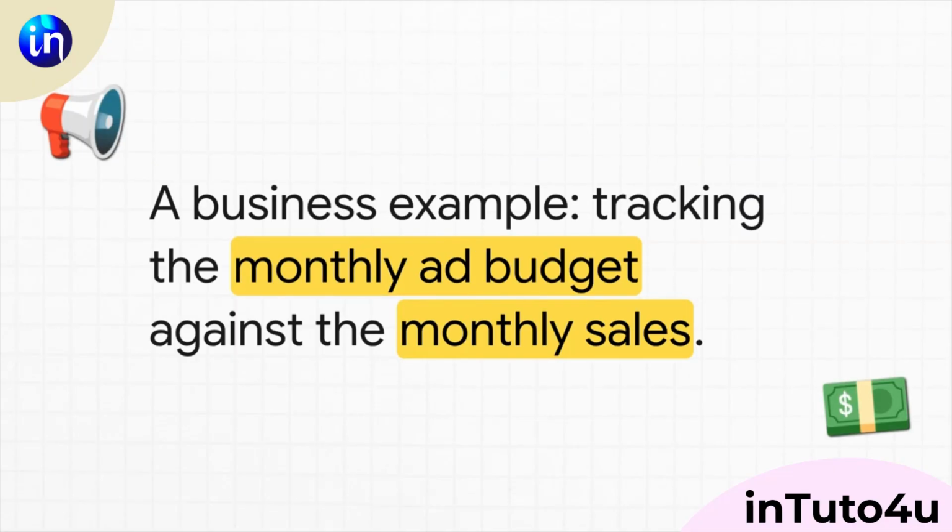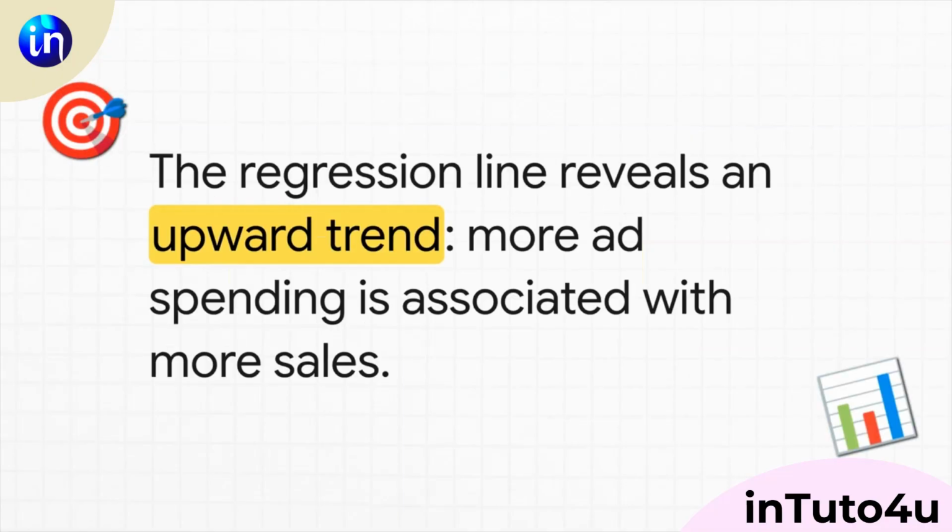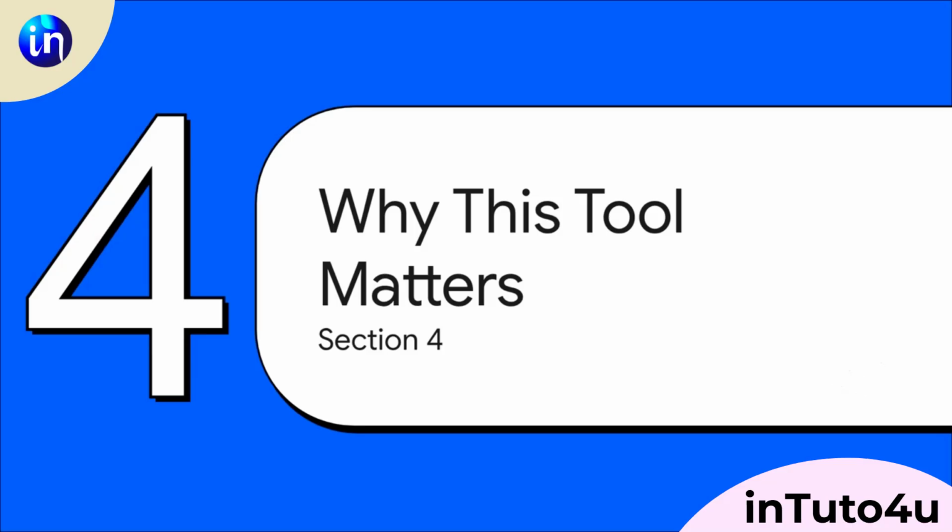Let's jump over to a business scenario. Let's say a company is spending a bunch of money on ads every month, but they need to know, is it actually working? Is it driving sales? They can find out by plotting their monthly ad spending against their monthly sales numbers. That regression line just cuts right through all the noise of good months and bad months. It shows a clear upward trend. And that gives the company real, data-driven confidence that overall, their advertising dollars are actually working to bring in more sales.